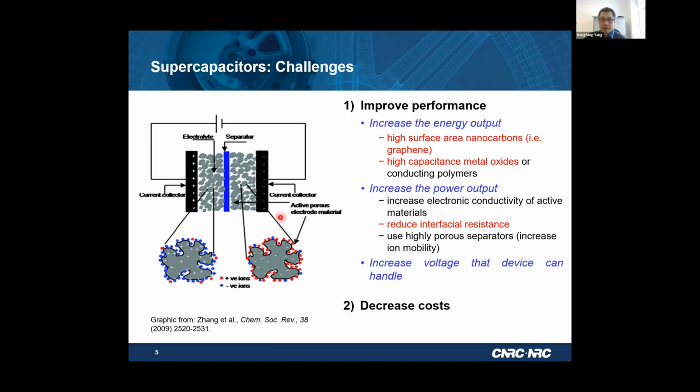The other thing is you can increase the conductivity. The conductivity of all components contributes to how quickly the energy can be discharged, which means power. So increase the conductivity of the active material, reduce the interface resistance between the current collector and the active material, and use a smaller separator or a more porous separator. But if the separator is too small, it causes a danger of short circuit. So there is a limitation there.